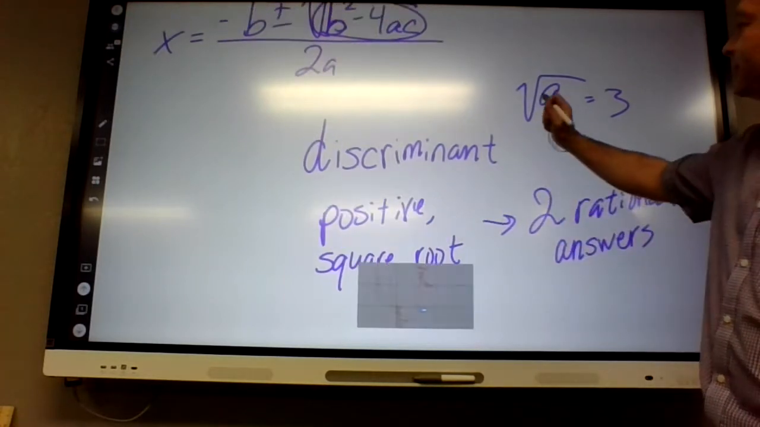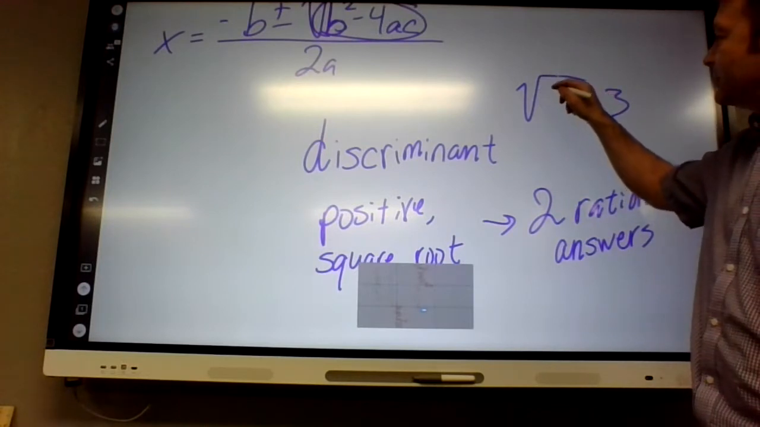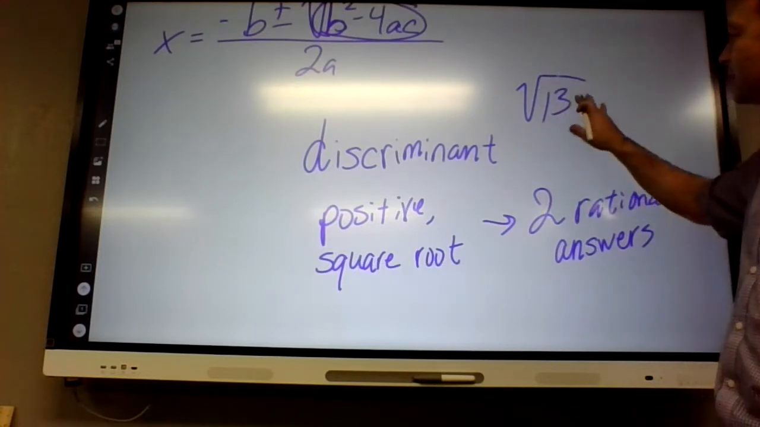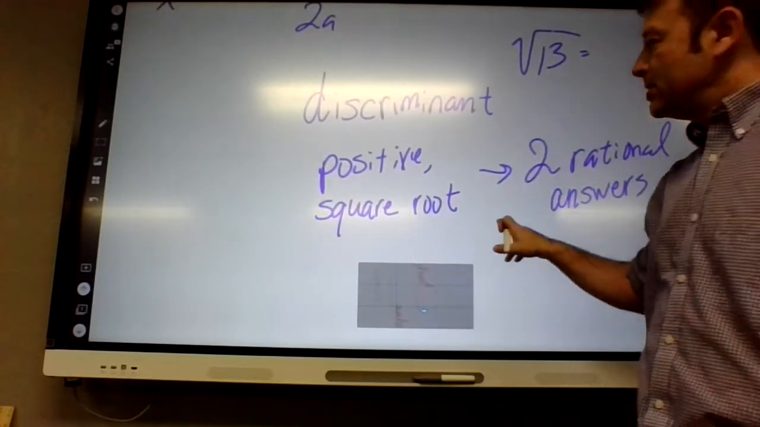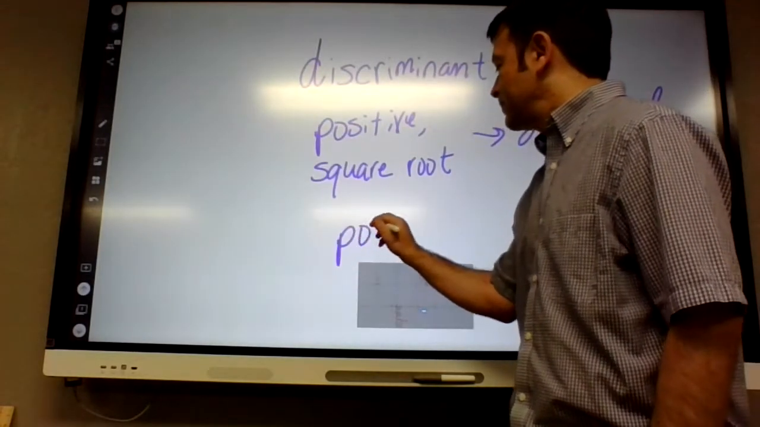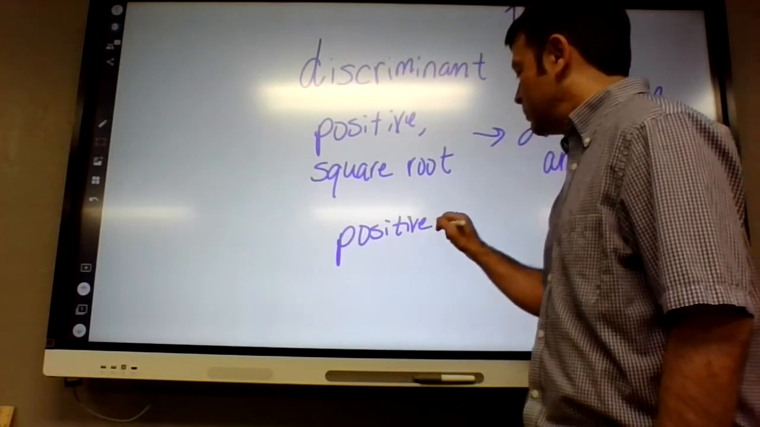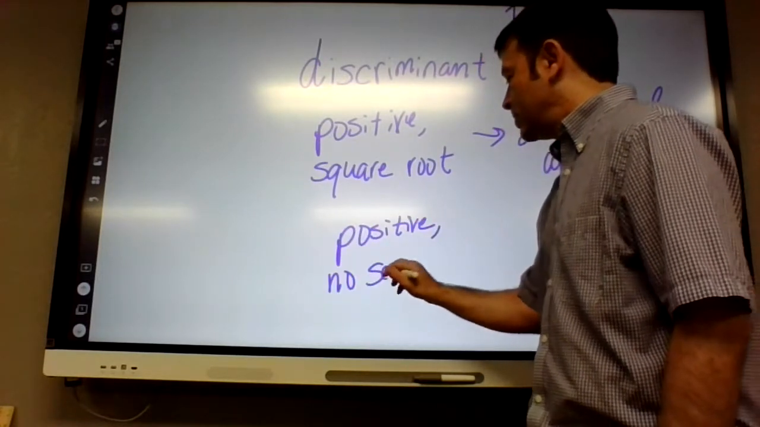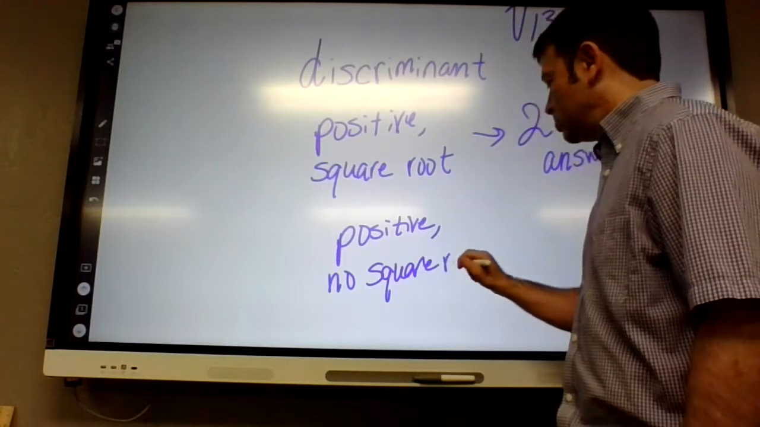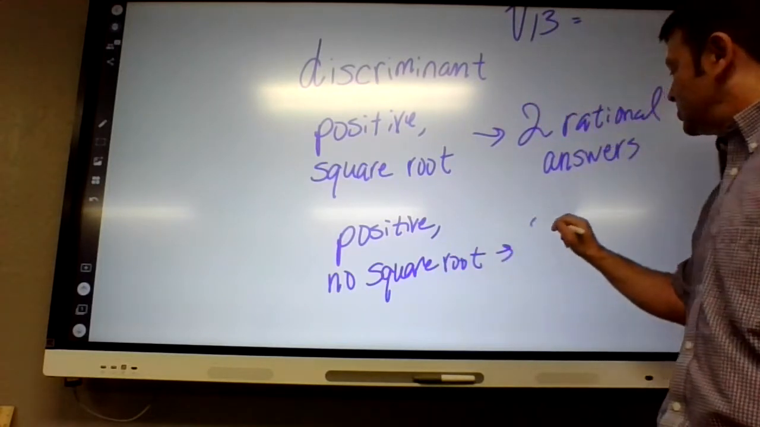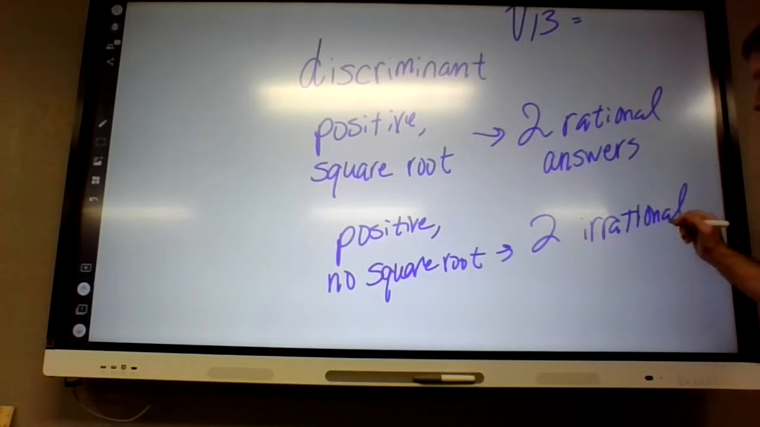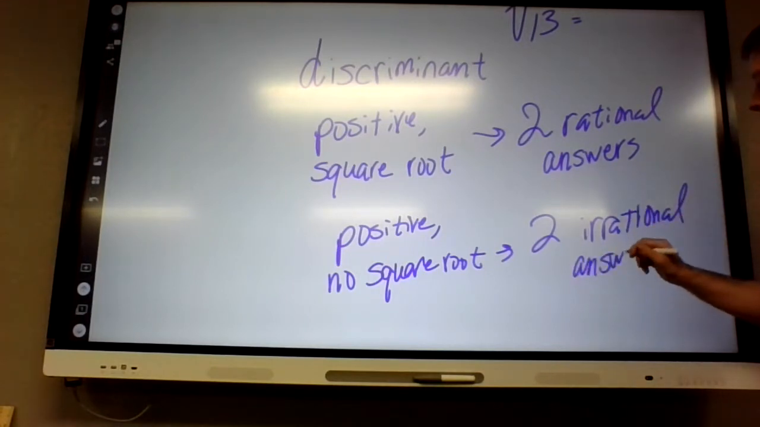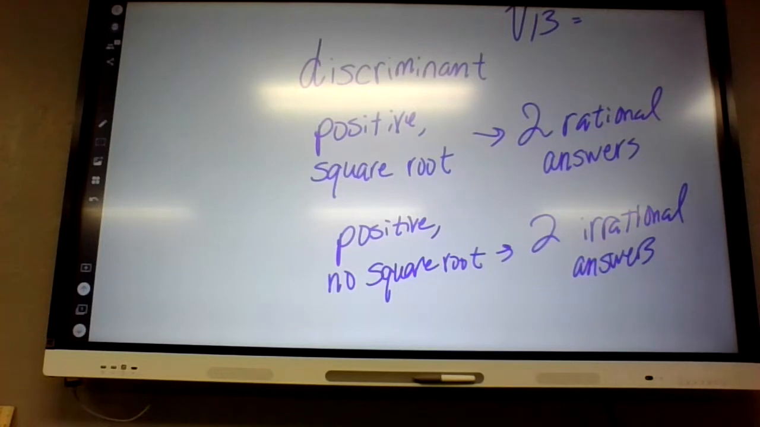But if it was positive but it doesn't have a square root, like say it's 13 or something, what kind of number is that? Irrational. So if it came out positive but no square root, you get 2 irrational answers. Irrational would be like the square root of 13. That's irrational.